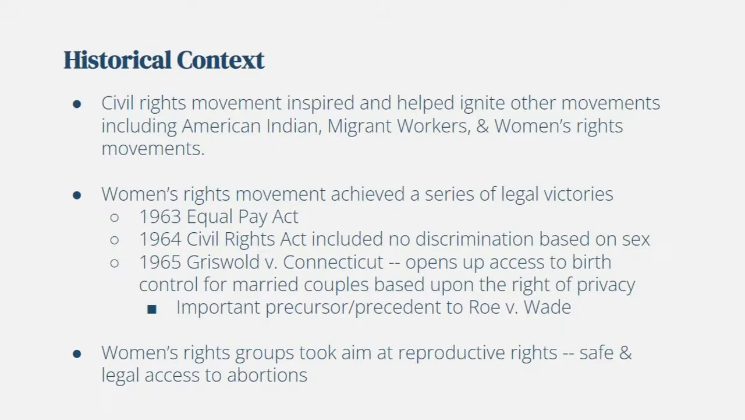And in what would be an important precursor to the Roe v. Wade case, the 1965 Griswold v. Connecticut decision determined that married couples should have access to birth control based on the right to privacy.